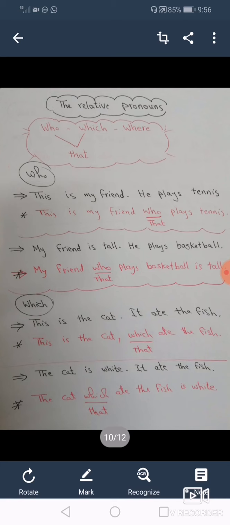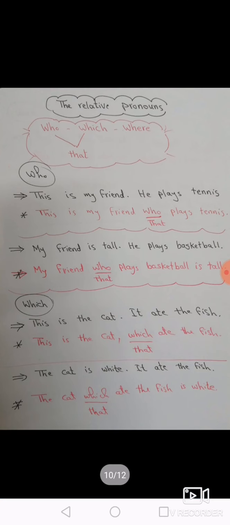Okay. Second example, my friend is tall. He plays basketball. If you want to join these two sentences, you can say, my friend who plays basketball is tall. Notice here that we deleted the word he.